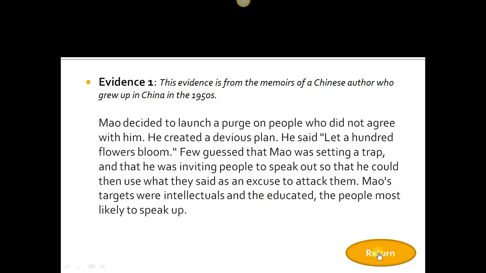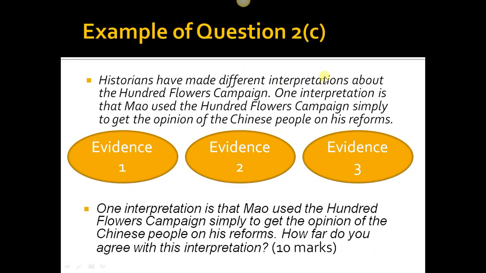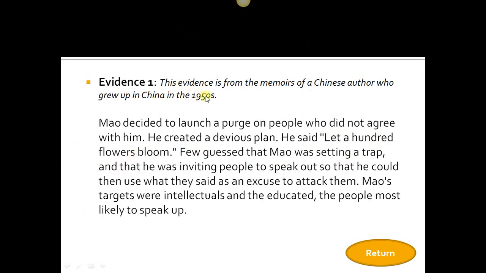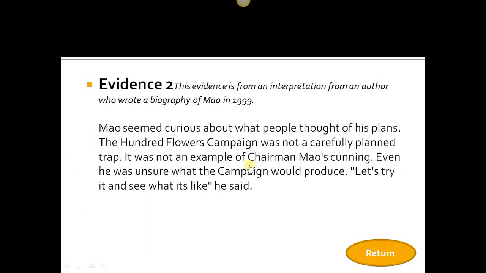Okay? Now, that's an interpretation that doesn't agree that Mao was just using it to get the people's opinion. The author of evidence 1 is basically saying it was a devious plan. Okay, so we'll have a look at evidence 2.